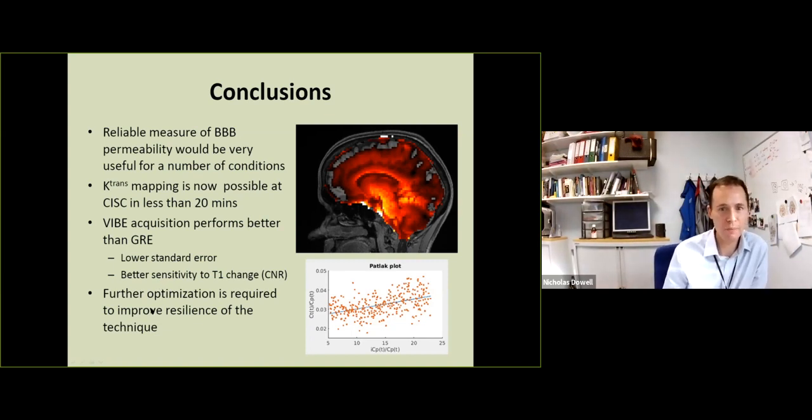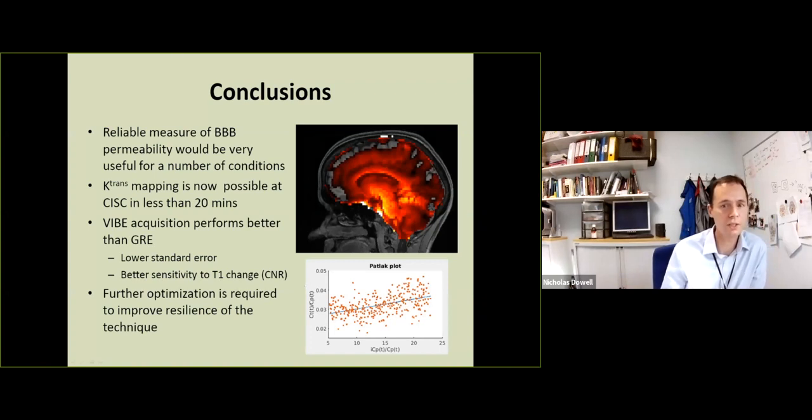This is slowed a bit by the fact that you need to inject people with gadolinium. So the whole process, from an ethics point of view, means that the development is necessarily slow, and is not possible at the moment anyway because of the whole COVID thing. So there's been a bit of a hiatus on that.